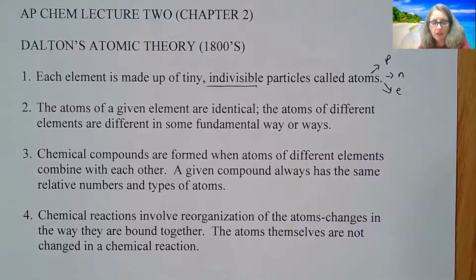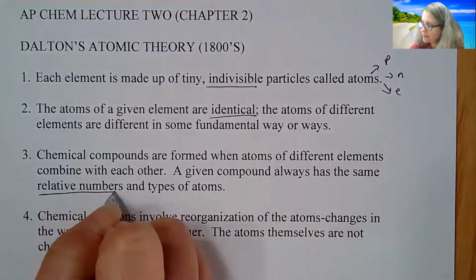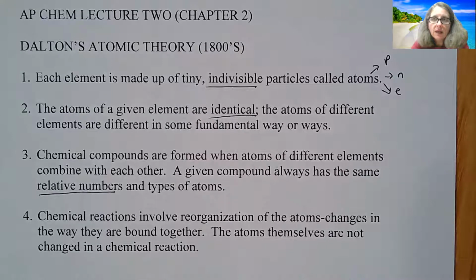Number 2, atoms of a given element are identical, and you're probably thinking, well, that's kind of redundant, but at the time, nobody had really stated that. Again, atoms of different elements are different in some fundamental way or ways. At the time, that was kind of revolutionary. Number 3, chemical compounds are formed when atoms of different elements combine with each other. A given compound always has the same relative numbers. Even back then, they understood a compound had a certain number of each one of the atoms in there. They just may not have had as much extensive testing in terms of their theory.